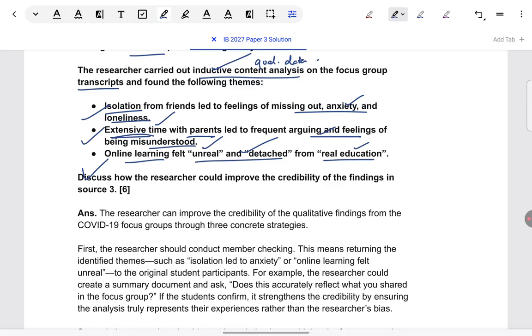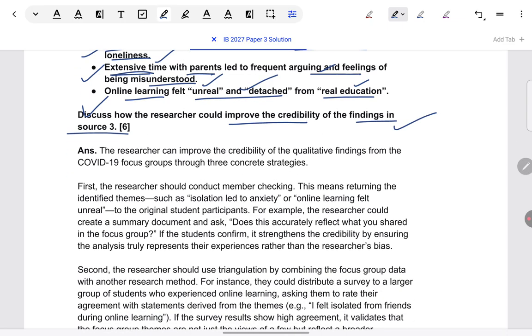The question is, discuss how the researcher could improve the credibility of the findings in source 3. So again, a static question. Here it is for 6 marks again. So again, I would give a word limit of 220 words, PEEL format. Here I'll tell you what the organization can be, given that it is a qualitative source rather than a table and graph source.